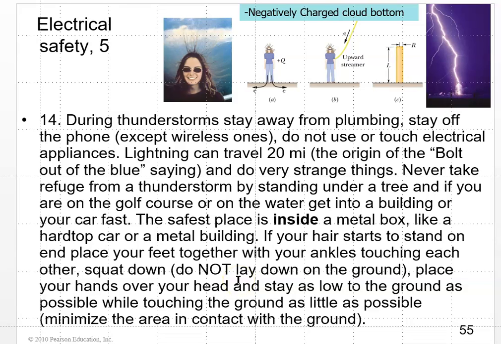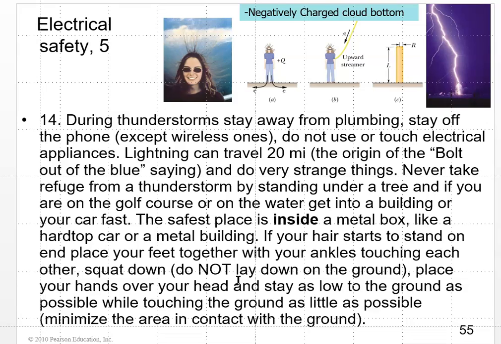Do not use or touch electrical appliances. Lightning can travel more than 20 miles. That's the origin of the "out of the blue" statement. And it can do very strange things. Never take refuge from a thunderstorm by standing under a tree. And if you're on the golf course or on the water, get into a building or your car fast.